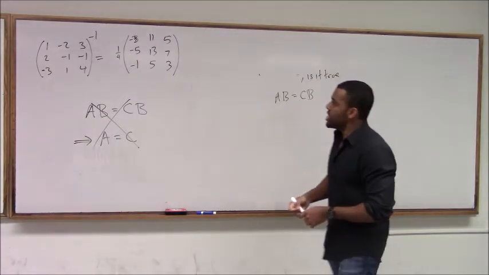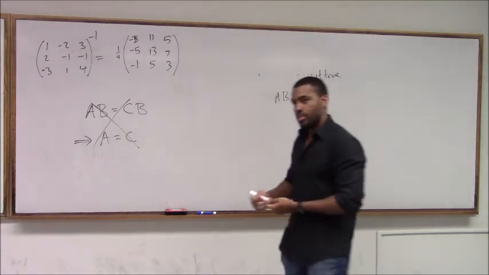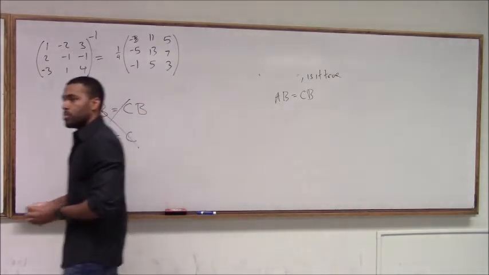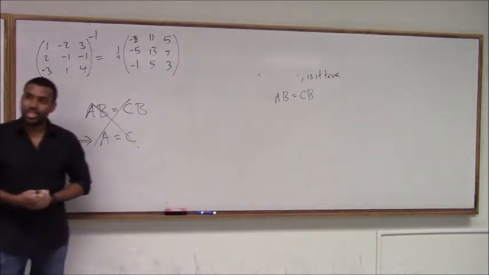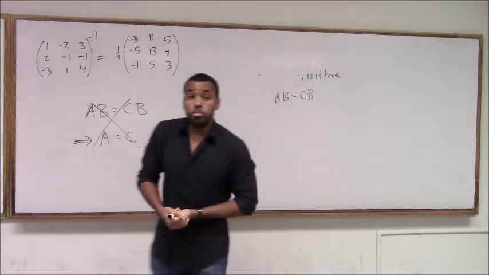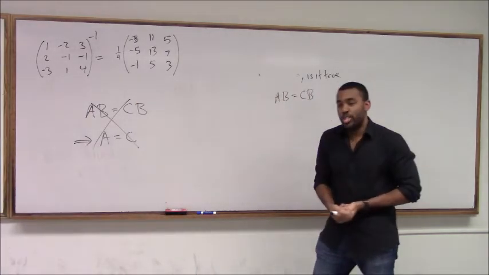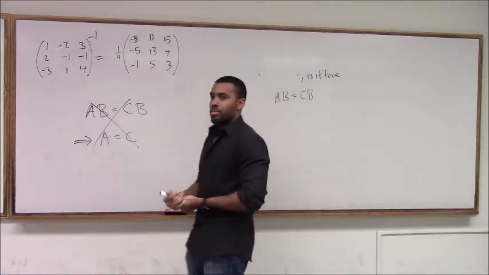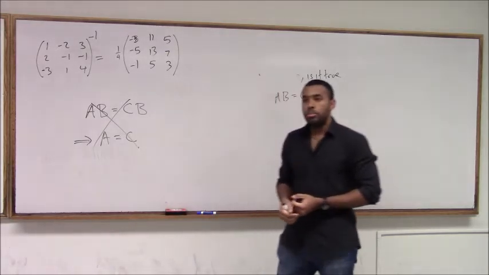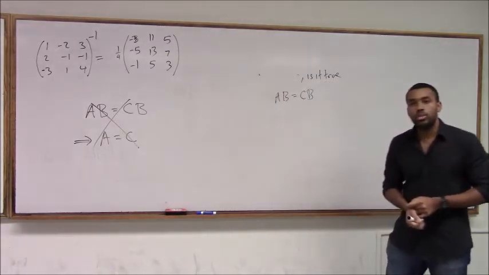Can you give me a condition in which that would be true, besides the one I just gave you? So this is a possible condition: you can say that would be true if they're all square and B is invertible. Can you give me another case in which that would be true? Yeah.